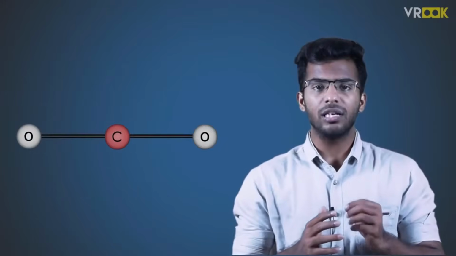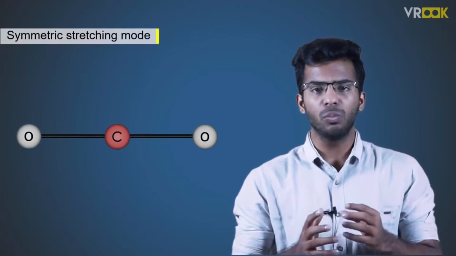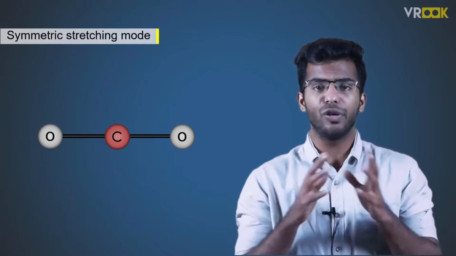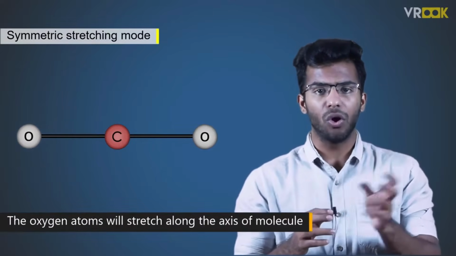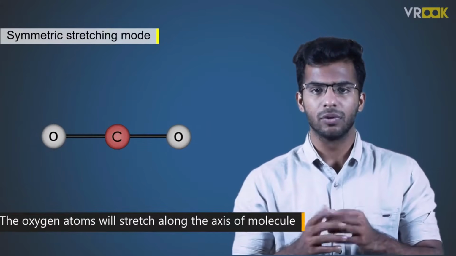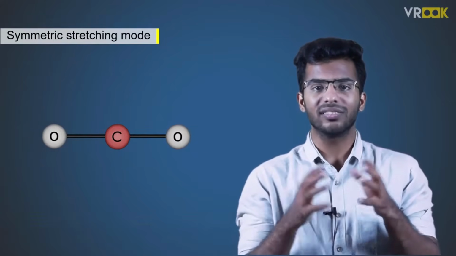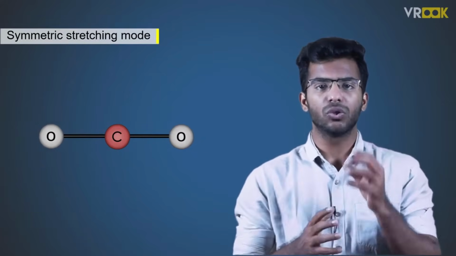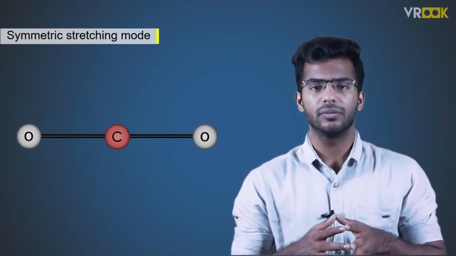In this video, we'll learn about carbon dioxide laser. At first, let us look at the symmetric stretching mode. In this mode, the carbon atom will not move, but the oxygen atoms will stretch along the axis of the molecule simultaneously. Both the atoms will stretch outwards and inwards simultaneously. So, this is the symmetric stretching mode of carbon dioxide.